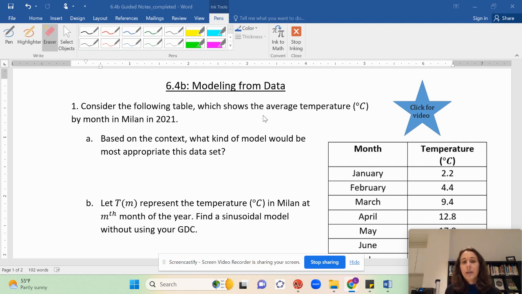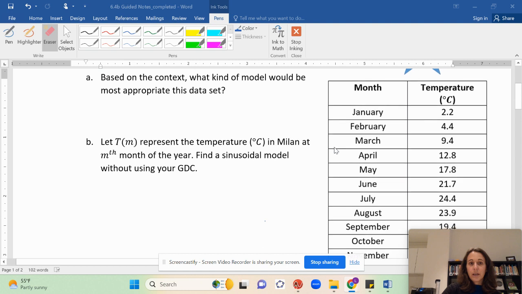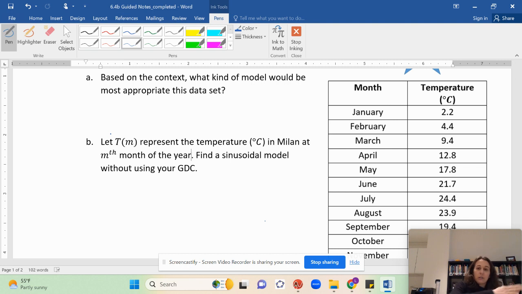What we have is the average temperature by month in Milan in 2021, with temperature in degrees Celsius and months. Based on just the context, this situation, what type of model do you think would be appropriate? I hope you've guessed that a sinusoid might be appropriate, a sine function or a cosine function, because it increases and decreases and continues to go up and down and up and down.